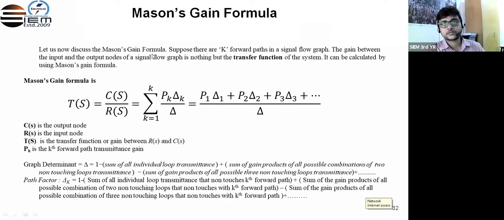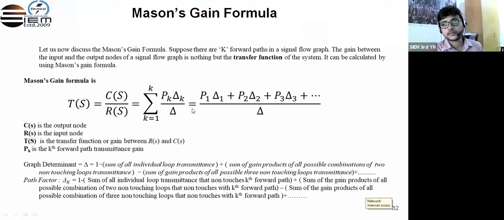Let us now discuss Mason's gain formula. Suppose there are k forward paths in a signal flow graph. The gain between the input and the output node of a signal flow graph is nothing but the transfer function of the system, so it can be calculated using Mason's gain formula. And what is Mason's gain formula? It is given by T(s) = C(s)/R(s) = summation from k=1 to k of Pk Δk divided by Δ.